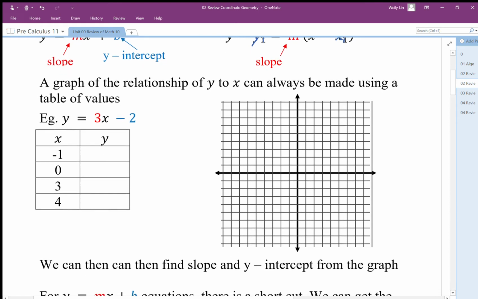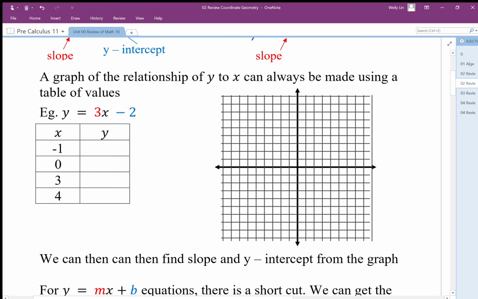We're most probably familiar with the y-intercept form, so we'll start with that. Here we have the relationship y equals 3x minus 2, and we can generate a table of values. One point that always should be on the table is the y-intercept point, or the starting point. So when x is 0, y is negative 2; x is negative 1, y is negative 5; x is 3, y is 7; x is 4, y looks like it's going to be 10.